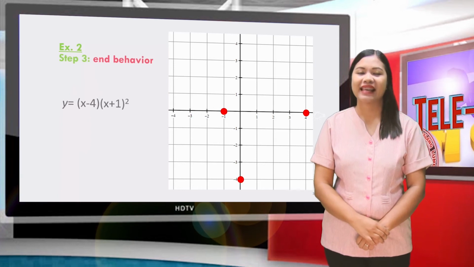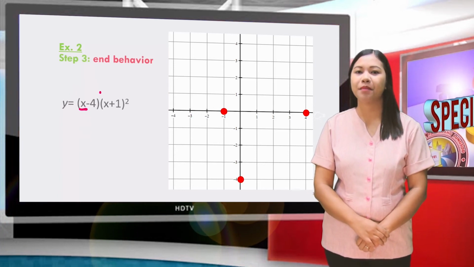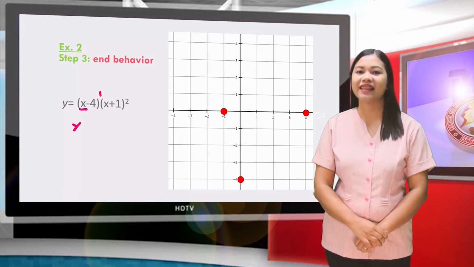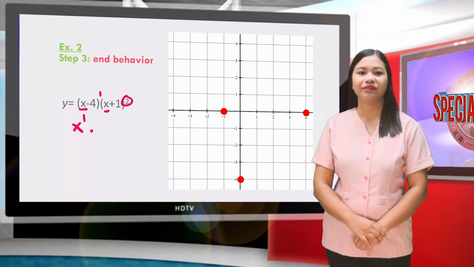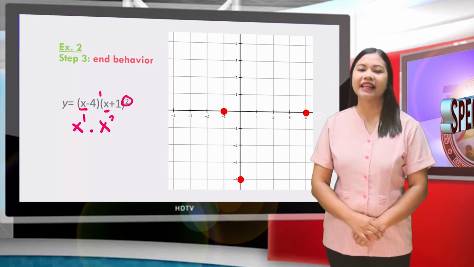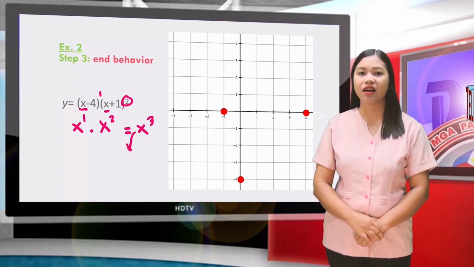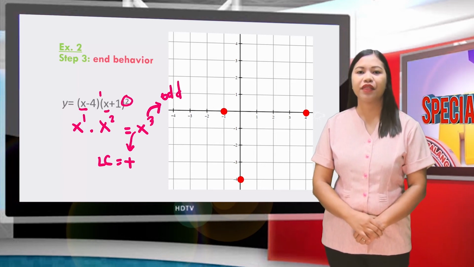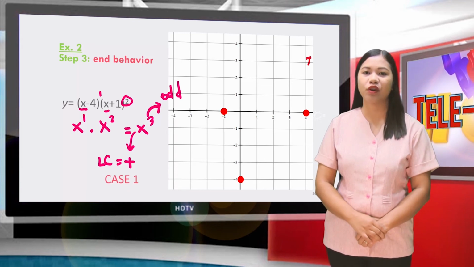Step 3 is the end behavior of the graph. Let us get the leading term by multiplying x by x raised to 2. And this is equal to x raised to 3. We can now see that the leading coefficient is positive and the degree is odd. So this is case number 1. Therefore, the graph rises on the right and falls on the left.